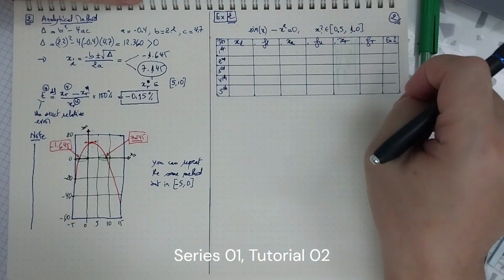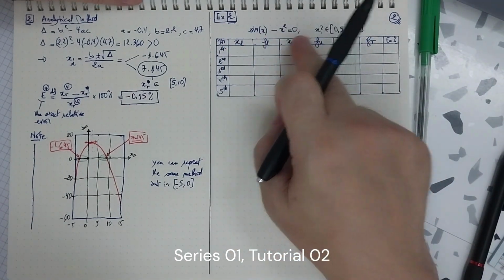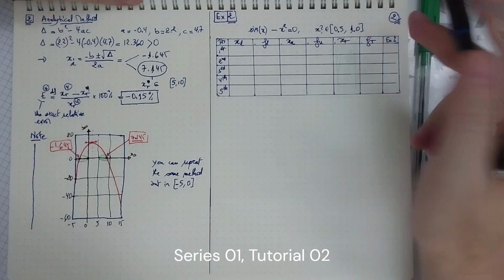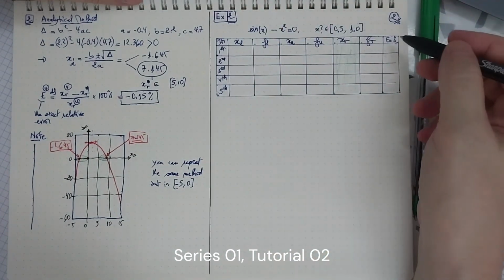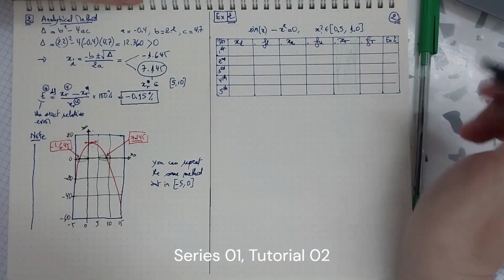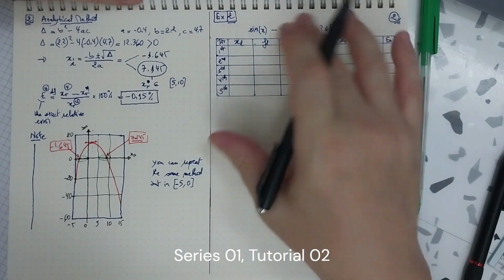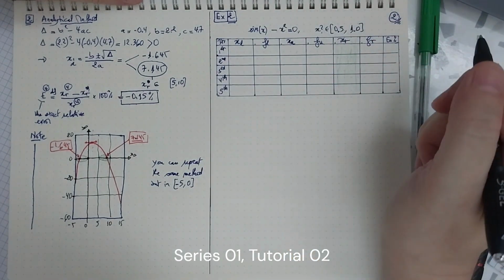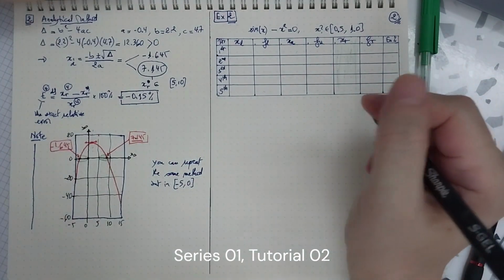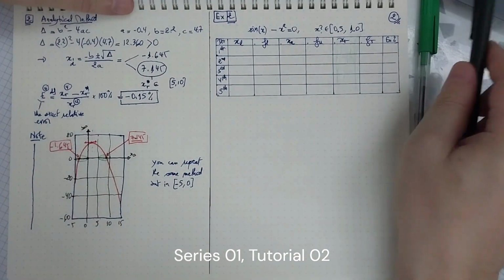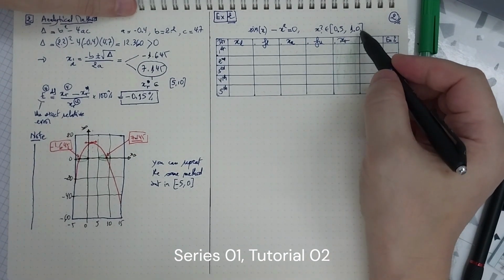I have drawn the table as usual, xl and its image, xu and its image, xr and its image, and 5 iterations, no more than 5 iterations. And the last column is the error to control the progress. So what we have given here is an interval 0.5, 1.